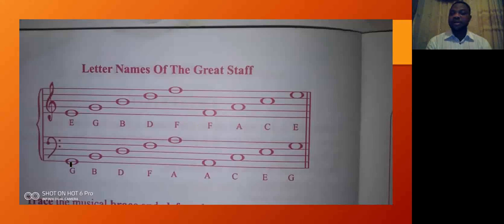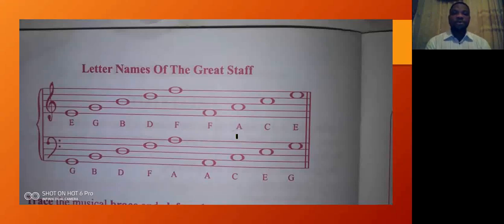Then look at the bass staff. The first line is G, second line is B, the third line D, the fourth line F, and the fifth line A. You can say, Good Boy Deserves Food Always. Then look at the spaces of the bass staff. The first space is A, second space C, the third space E, and the fourth space G. So that is all about it.